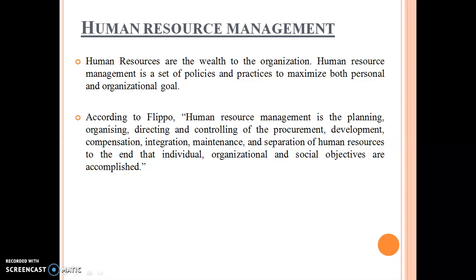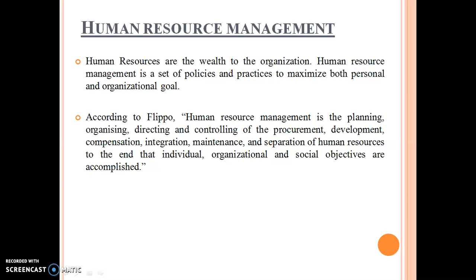According to Flippo, human resource management is the planning, organizing, directing, and controlling of the procurement, development, compensation, integration, maintenance, and separation of human resources to the end that individual, organizational, and social objectives are accomplished.